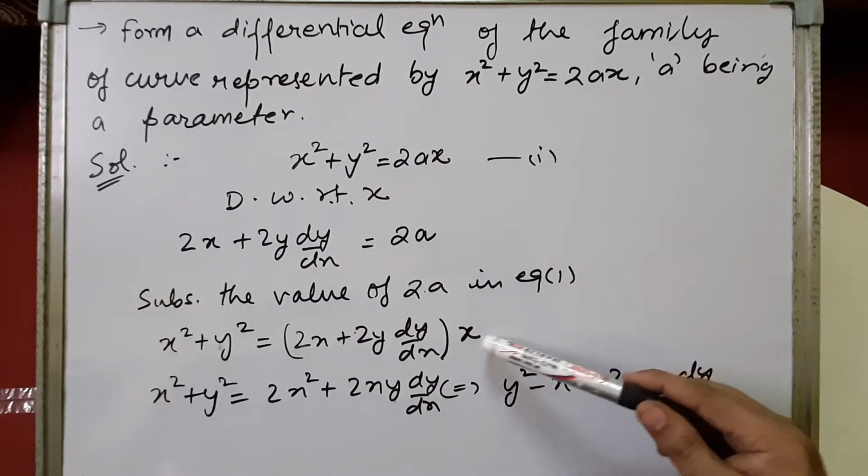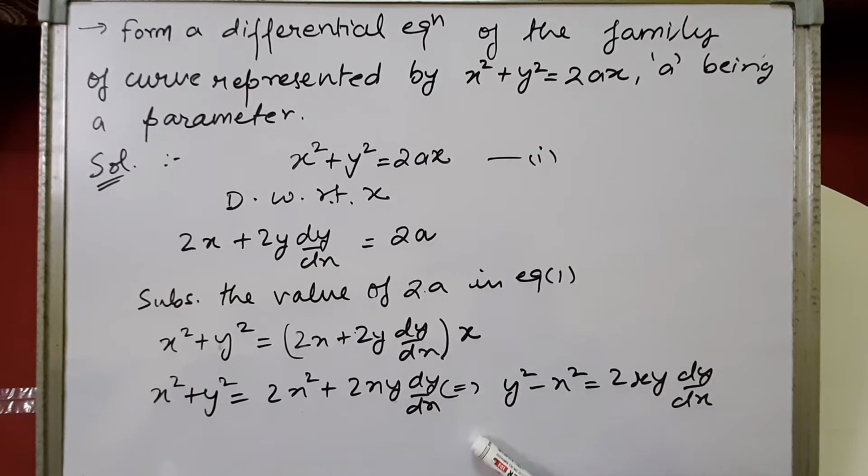When we multiply x inside the bracket, we will get x square plus y square equals 2x square plus 2xy dy by dx. Transferring this 2x square to the left hand side, we will get y square minus x square equals 2xy dy by dx, which is the required differential equation. Alright children, please note.